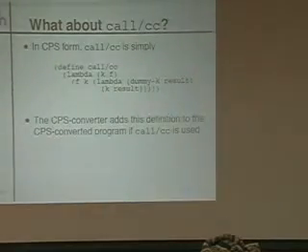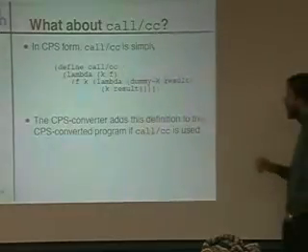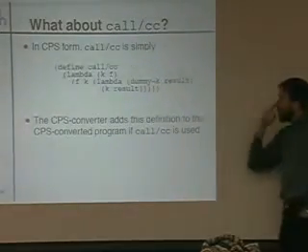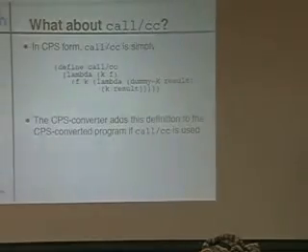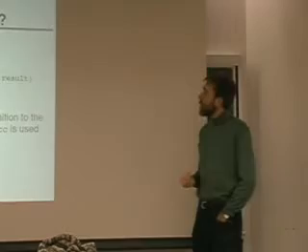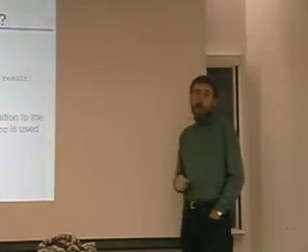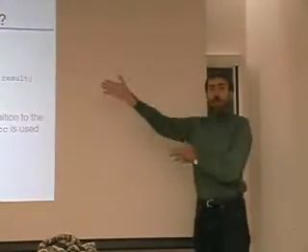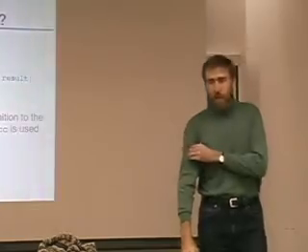So it is easy to implement once you've done CPS conversion. And in the compiler I wrote, the compiler actually looks at the code to see if call CC is mentioned. If it's mentioned somewhere in the code, then it adds this definition to the program. And if you don't even use call CC, it doesn't even bother to add this to the code.